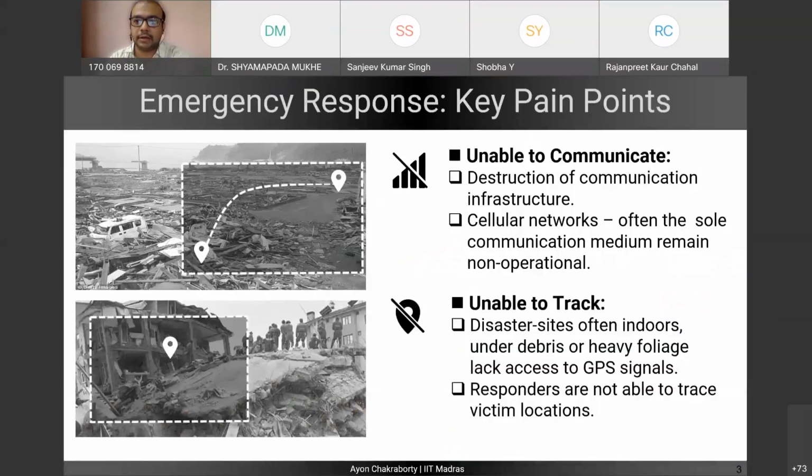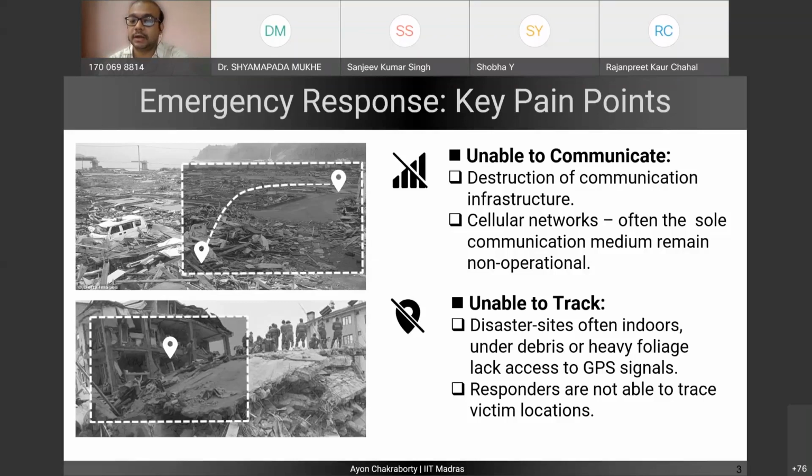So there are two key pain points in such scenarios in emergency responses. The first one, as I told, was being unable to communicate. So destruction of communication infrastructure, and then cellular networks, often the sole communication medium, become non-operational or are destroyed, right? So you cannot communicate, you cannot talk to the colleagues or the people who are in the forefront, right? You cannot discuss among people and then make a coordinated access to the region in a much more planned way. And the other one is being unable to track.